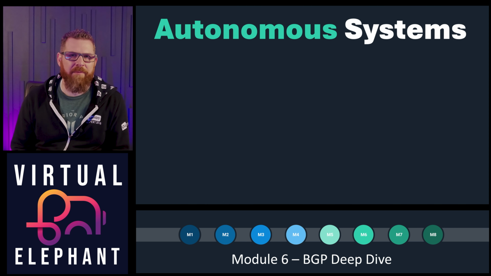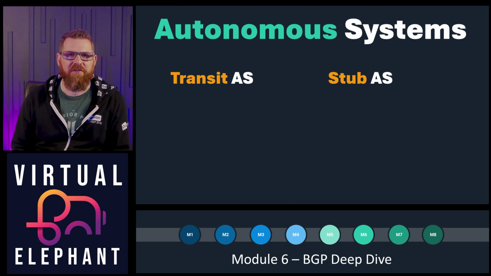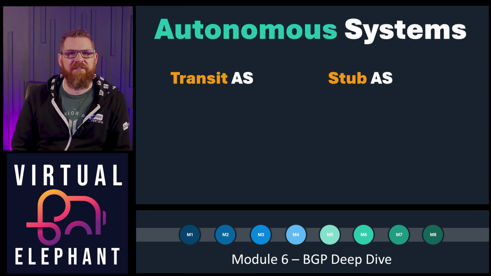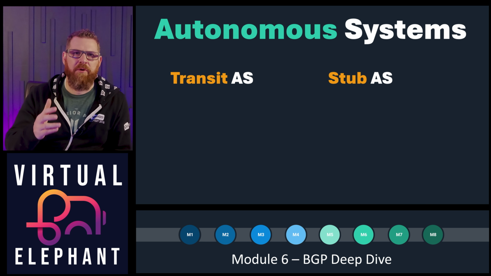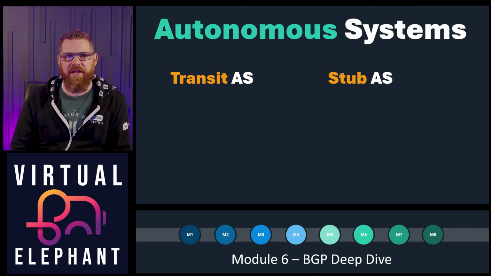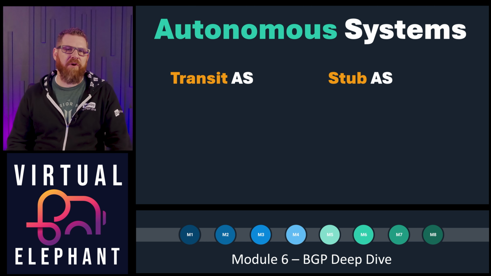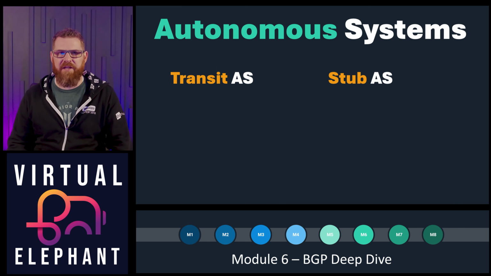There are two primary types of autonomous systems in BGP: transit and stub. A transit AS provides connectivity between other ASs and allows traffic to transit through it to reach other destinations in other ASs. And transit ASs typically have multiple connections to multiple other ASs. A stub AS primarily relies on transit ASs for outbound connectivity to reach destinations outside of the AS. And stub ASs usually have a single or limited number of connections to other transit ASs.